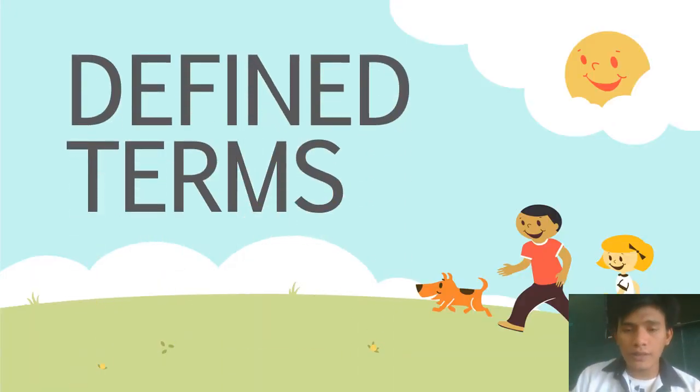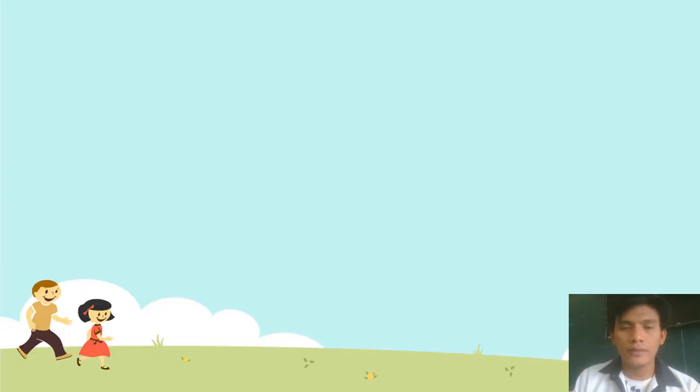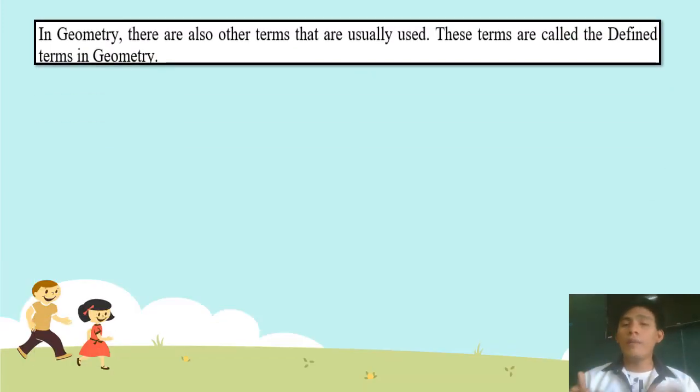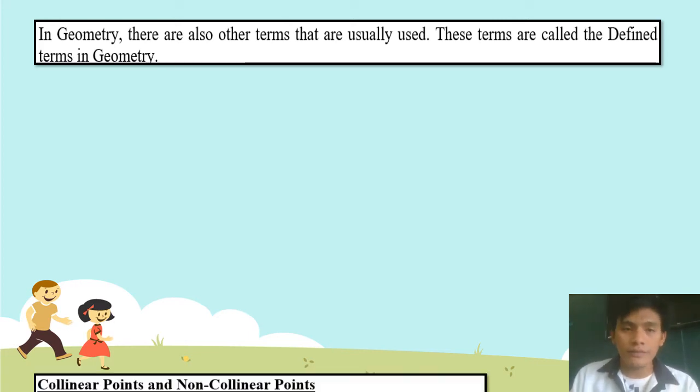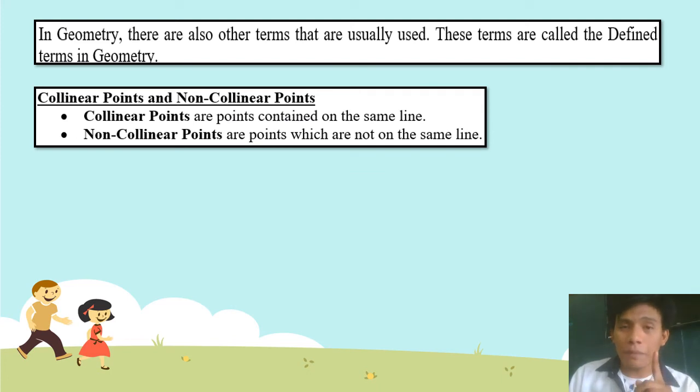Defined terms. In geometry, there are also terms that are usually used. These terms are called the defined terms in geometry. If there are undefined terms, there are also defined terms. Example of defined terms in geometry. First one, collinear points and non-collinear points.